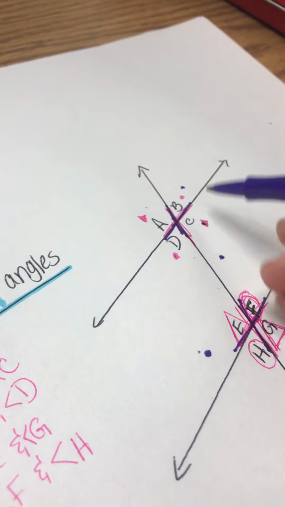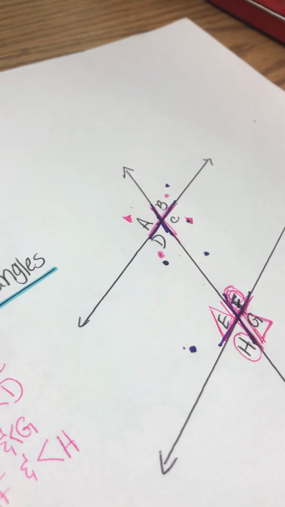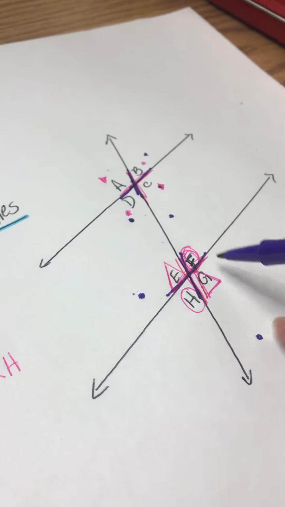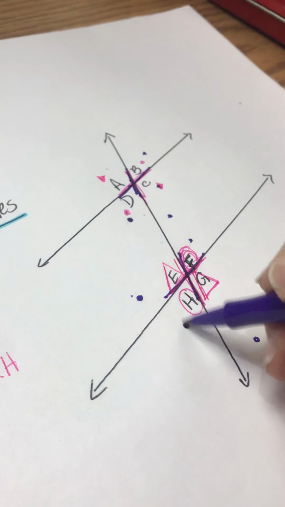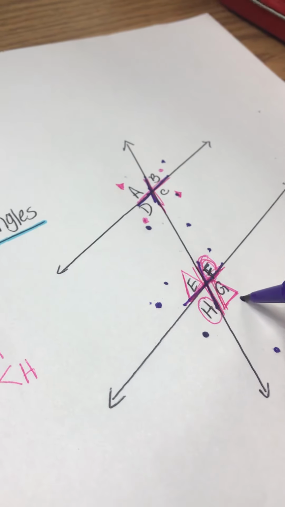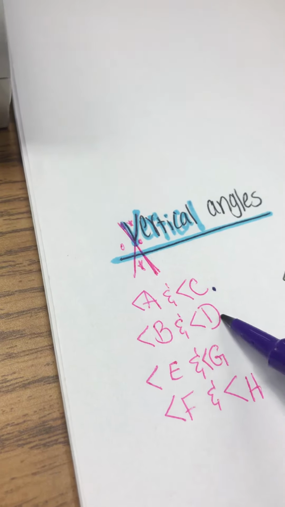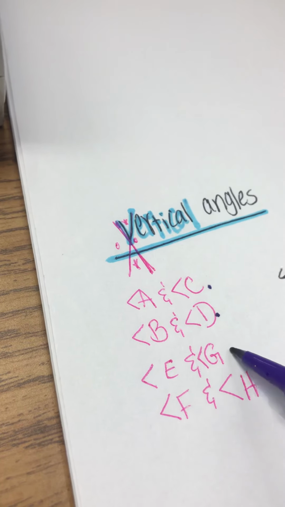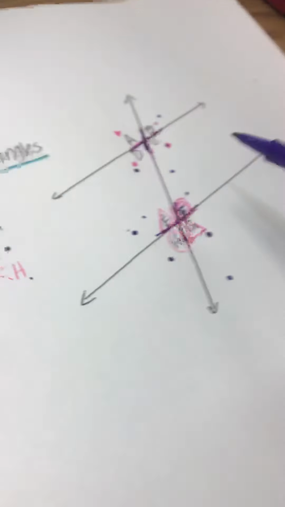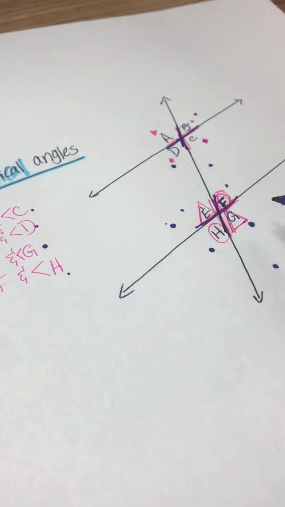A and C are vertical, B and D are vertical. Then you jump over to the next set of vertical angles. F and H are vertical, E and G are vertical, okay? So you have four sets: AC, BD, EG, and FH, okay? These are the four sets of vertical angles.